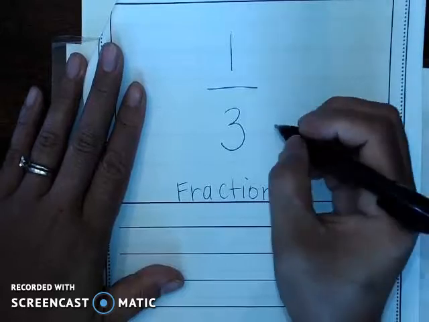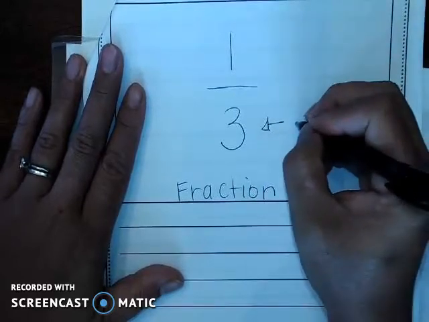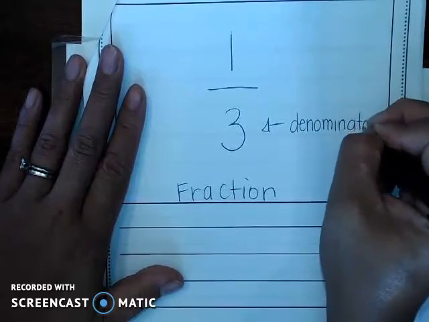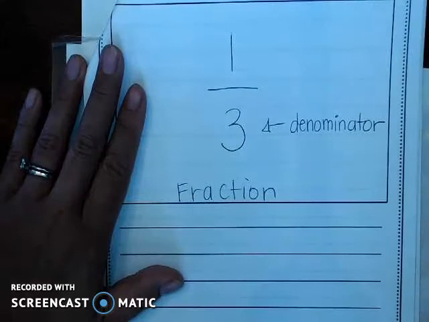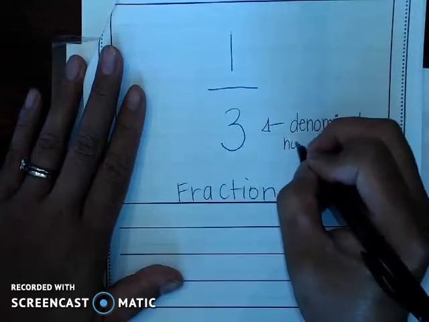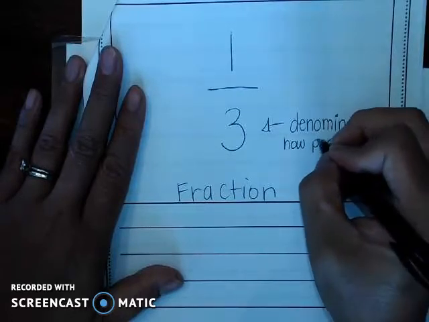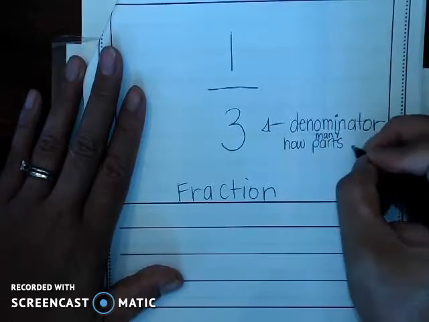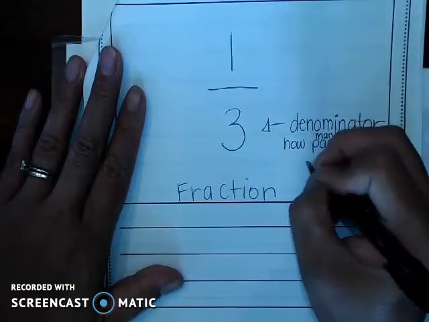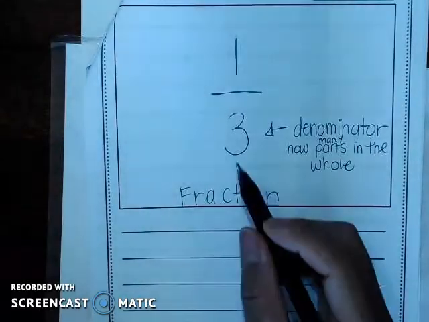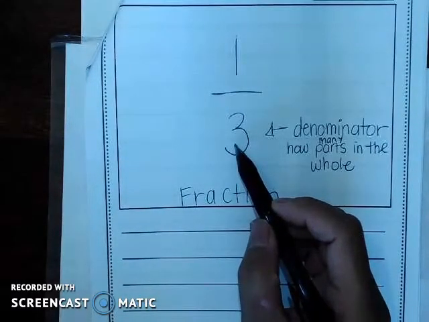The number down here, we call this the denominator. So please write that down in your notebook. And remember, pause where you need to. Now the denominator tells us how many parts in the whole, okay? How many parts there are that make up the whole thing. So in this case, there are 3 parts.